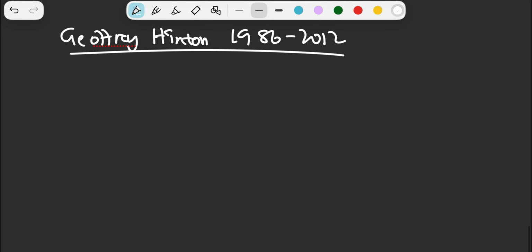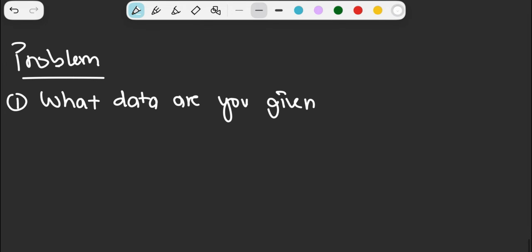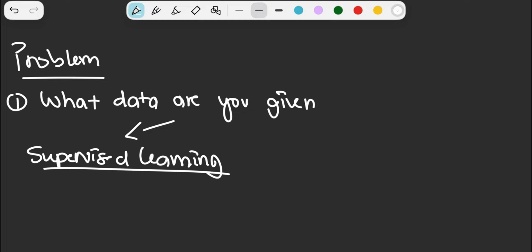So machine learning problems typically start off with an understanding of the problem itself, right? So an understanding of the problem basically means, number one, ask yourself, what data are you given? Based on the data that you're given, we can basically have what we call supervised learning and what we call unsupervised learning. Okay, so I'm going to make this fairly simple so you can understand.